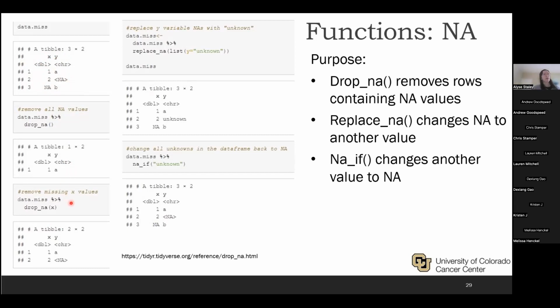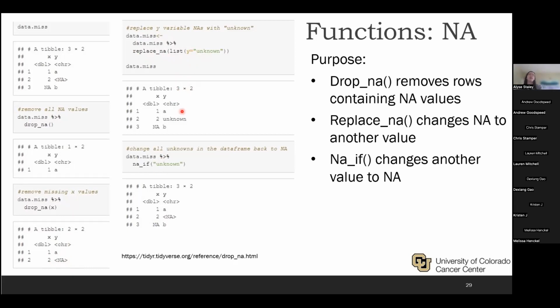We can also use this function to remove missing variables in a specific column. So in this case, we're removing X values, drop_na of X, and you can see missing values in Y are still retained. The next function is the replace_na function, and this can change NA to any other value. So here we have replace_na, Y equals unknown. That means that any NA values in the Y column, we can change to the word unknown.